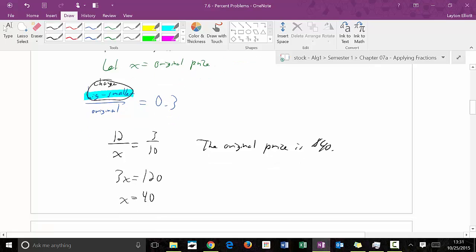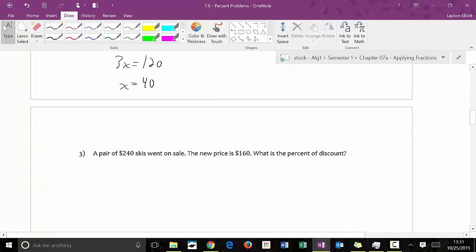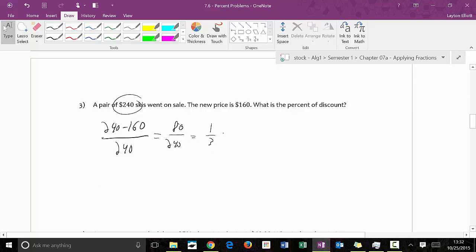Moving on to another one, I have a pair of $240 skis, and the new price is $160. What is the percent of discount? This is just a straight plug and chug. 240 minus 160 over the original, which is the 240. And then I just need to make that a percent. Well, that's 80 over 240, which simplifies to 1/3. And 1/3 as a percent is 33 1/3%.